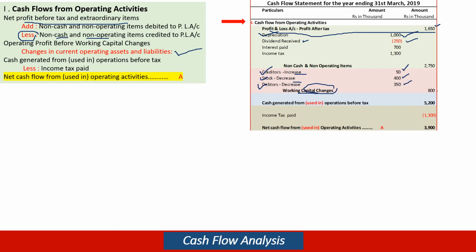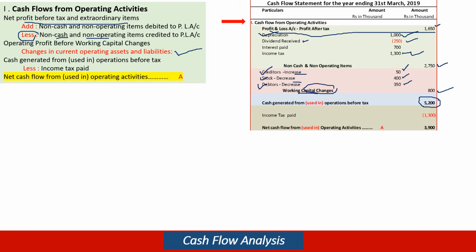And that will give us the working capital changes. Non-cash and non-operating expenses, we receive the total here. Total of these three talks of what is the cash generated from the operations. And we have an income tax. Income tax is paid on the profit earned from operations.